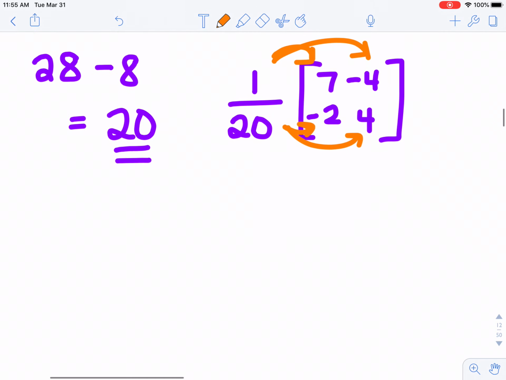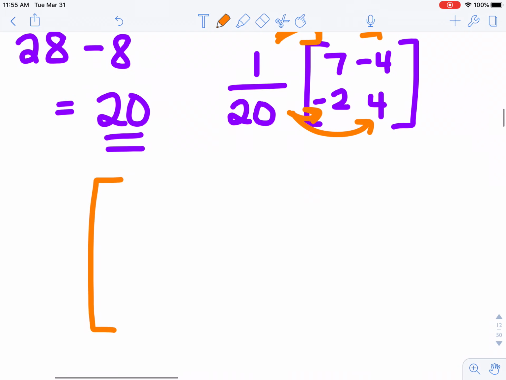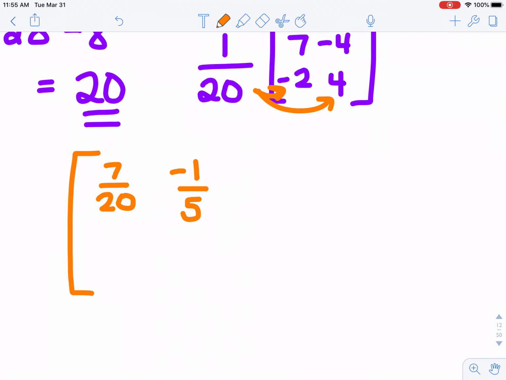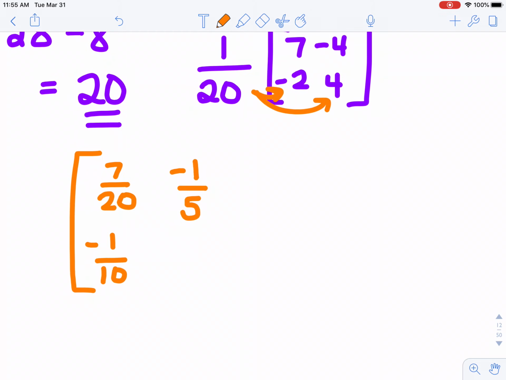into the matrix. Inverses often have ugly fraction answers, so don't worry about getting weird answers. You actually usually will. Negative 4 over 20 is going to reduce, and negative 2 over 20 reduces, and 4 over 20 reduces. So those are the reduced fractions, and that's our answer, right?